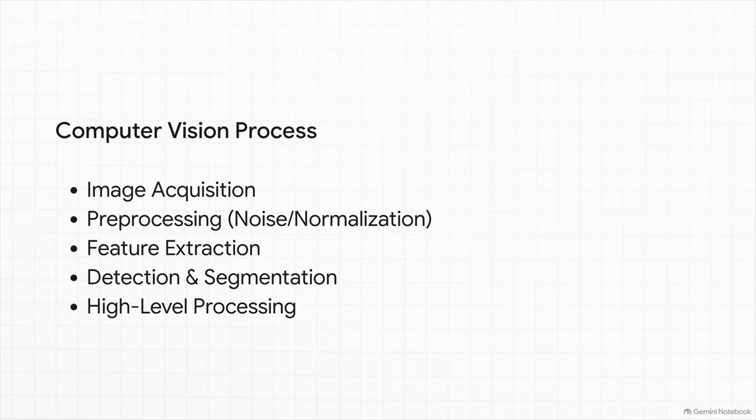By translating images into these grids, the computer vision process allows systems like OpenCV to extract meaningful features, things like edges and corners. Through steps like noise reduction, normalizing pixel values, and feature extraction, machines eventually perform high-level tasks like object detection.